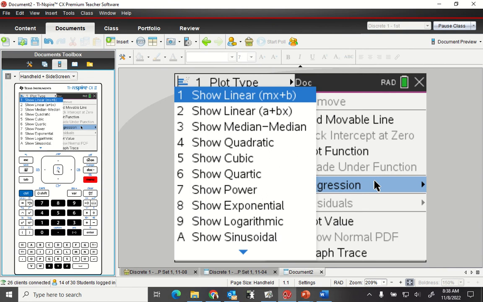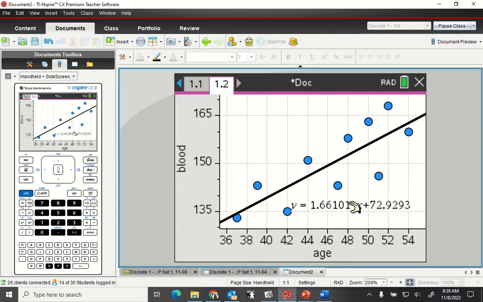And then there is a whole lot of different types of regressions that you could do. What we're currently working with is linear. So we're going to do a linear regression, which is right here. And so what does that give me? That gives me my equation. There is my line for my regression. So my calculator did it all for me already. So now I have my line.